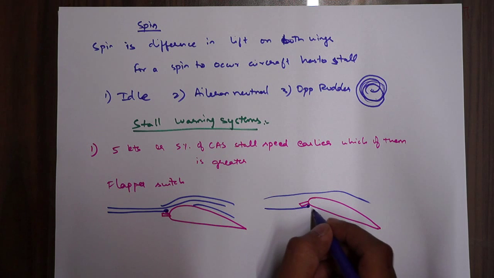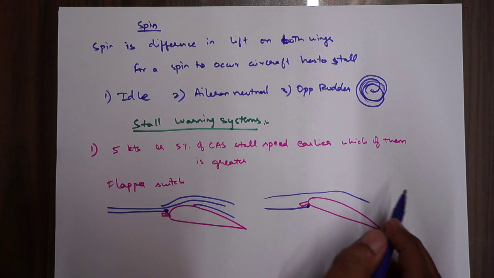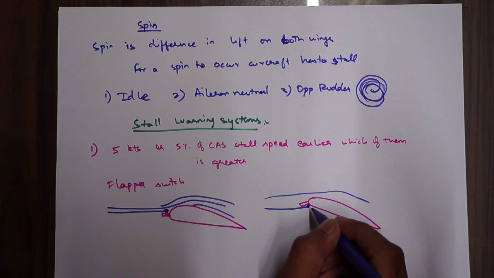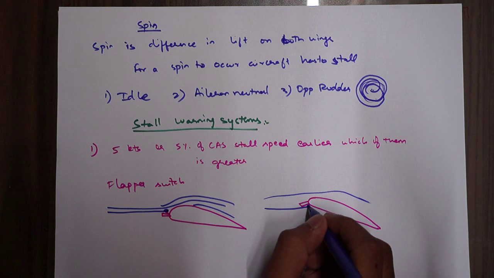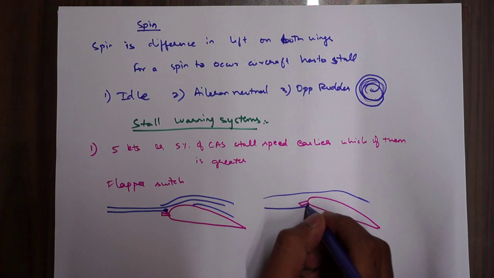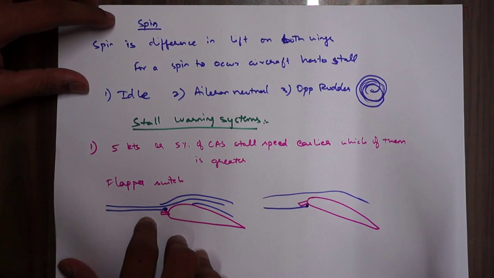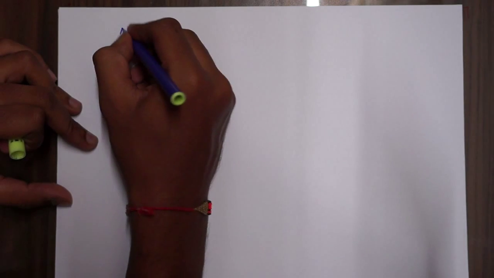So it is set for a certain angle of attack. Since I told you each respective aerofoil has a constant stalling angle of attack, the flapper switch is designed such that it always senses that angle of attack and the stagnation point is below it, and it gets a warning. So that is a flapper switch. Now there's something like the angle of attack vane.